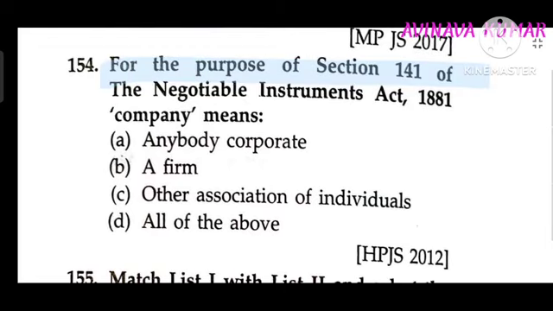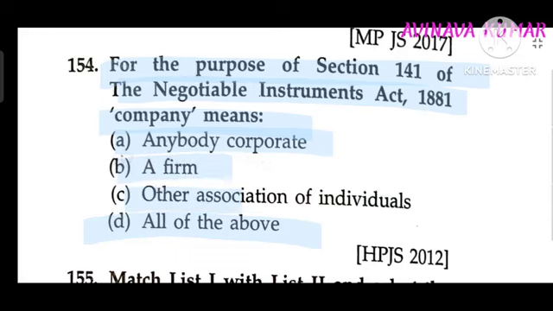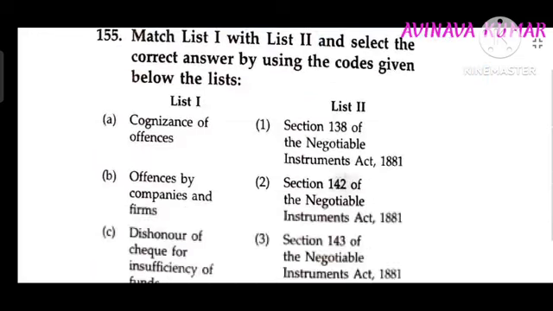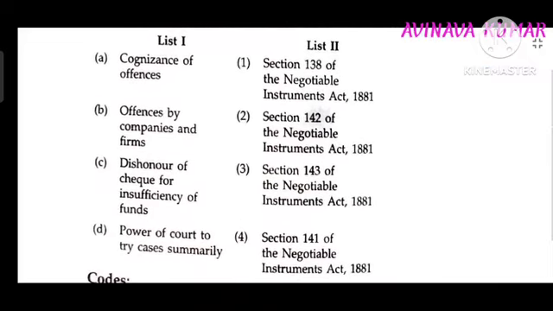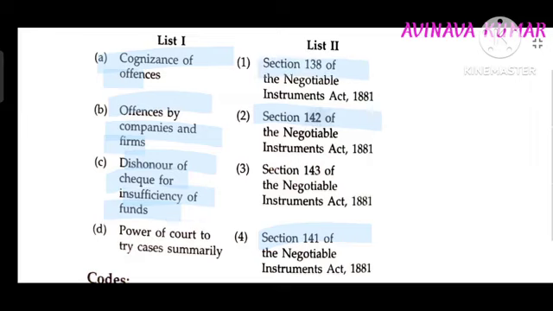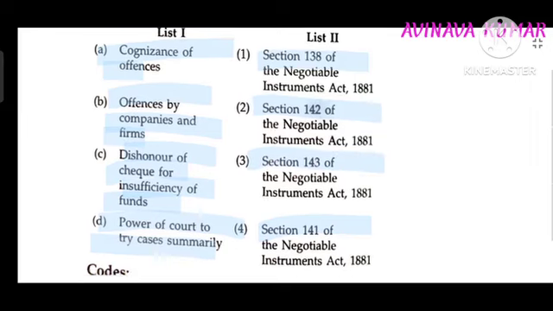For the purpose of Section 141 of NIA, company means all of the above: any corporate, a firm, other association of individuals. Match the following: cognizance of offence, Section 142. Offence by companies and firm, Section 141. Dishonor of check for insufficiency of fund, Section 138. Power of court to try case summarily, Section 143.